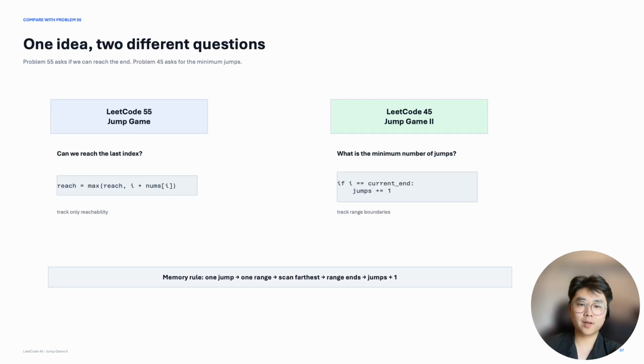Now let's compare with question 55. If you are interested, you can do that. That question asks, can we reach the end? But this question is about the minimum number of jumps. So this question checks the range boundaries. The memory rule is: 1 jump, 1 range, and scan the farthest future when the range ends, then add 1 jump.